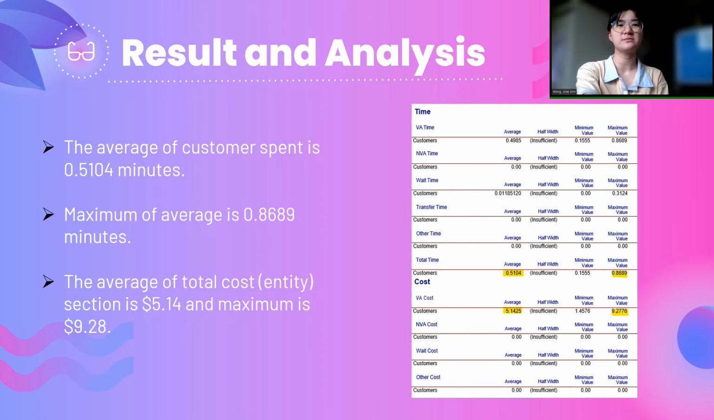The average of customer spend is 0.5104 minutes and the maximum of the average is 0.8689 minutes. The average of total cost in the MTD section is $5.14 and the maximum is $9.28.